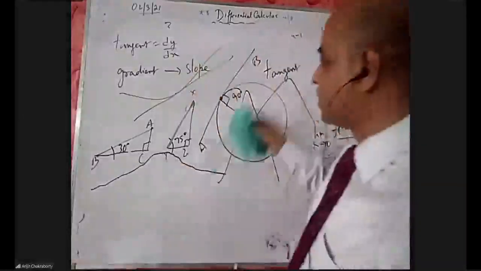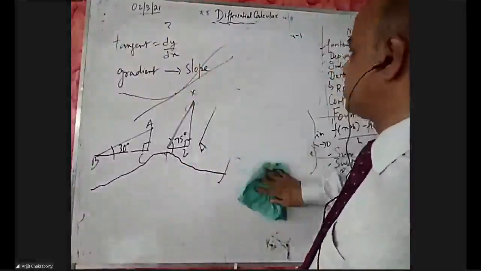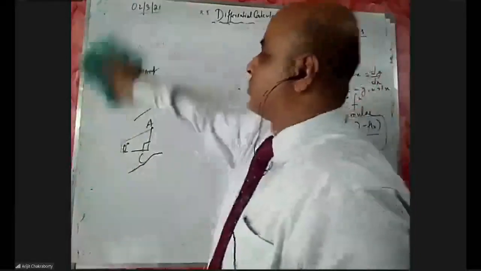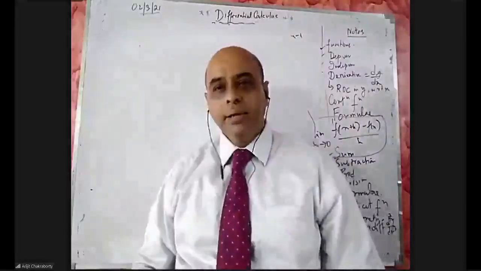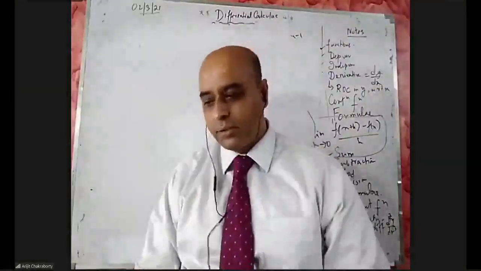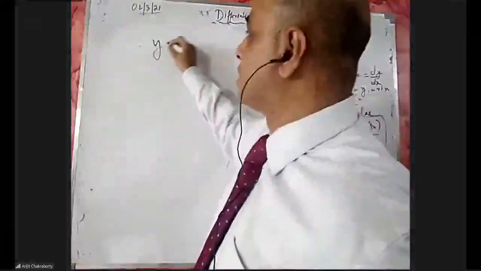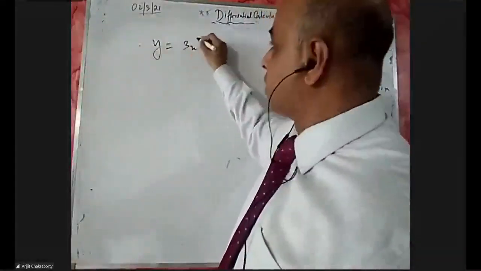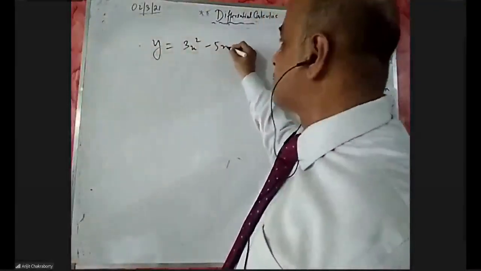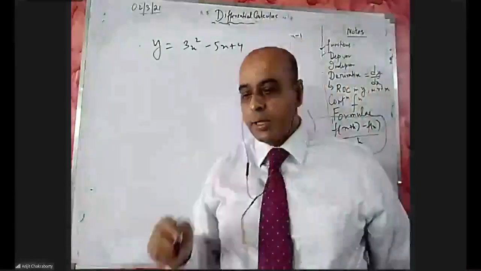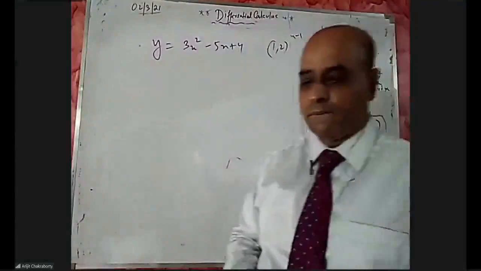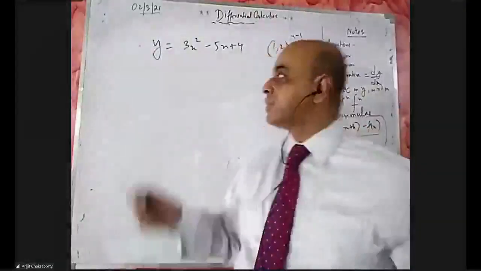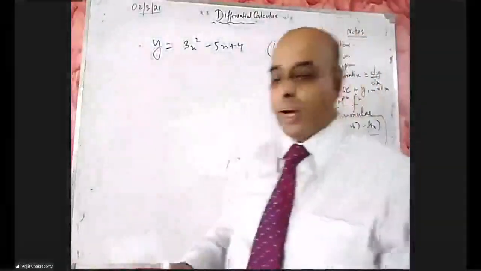Now let's take the question and we will see, it's an exam question. We'll try to see the solution to this question. The question says, find the gradient to the curve. The curve is given y equal to 3x square minus 5x plus 4. And they are saying that the point will be 1, 2. That means find the gradient of the curve at the point 1, 2.